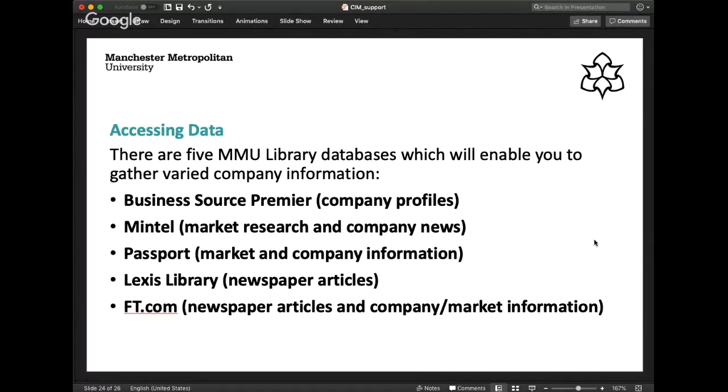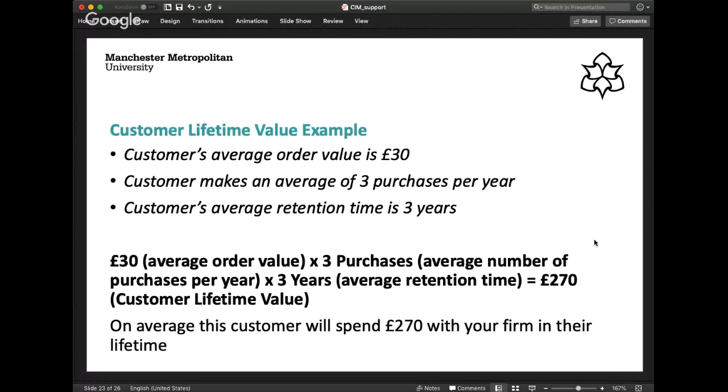But in simplified terms, the customer lifetime value is the average order value, the average number of purchases a year, and the average retention time, minus any of your marketing costs, which we ask you to do in that spreadsheet, because we're asking you to look at the value before and after the adding in of the customer loyalty scheme.